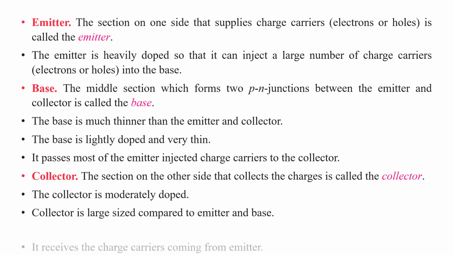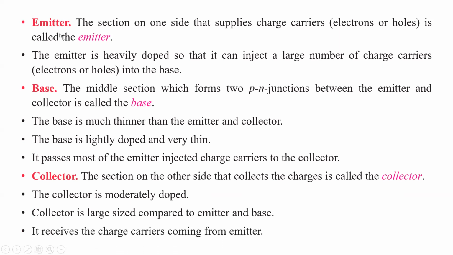Okay, so these three important regions, in comparison with the size, base is very thin, collector is very large, and emitter is of moderate size. Coming to the doping percentage, the emitter's is large, the base's is very, very light, and the collector is moderately doped. The function of the emitter is to supply the charge carriers for the conduction purpose. Base acts like a medium of conduction process, and collector will collect the charge carriers coming from the emitter.